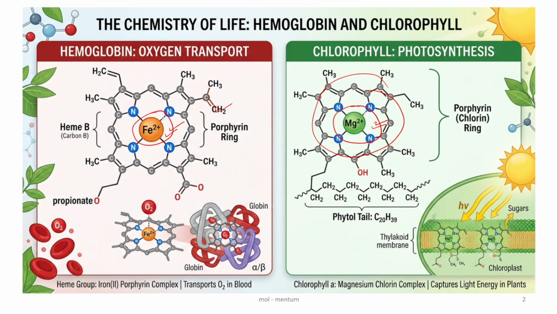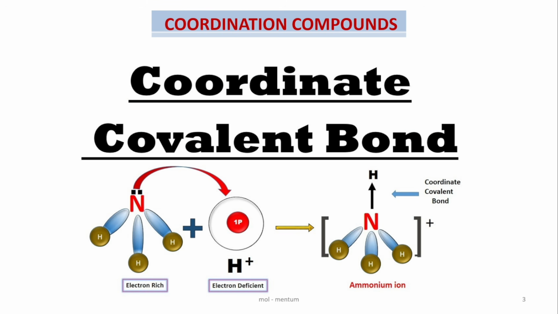So we are going to learn how these ligands attach to the central metal atom and create a molecule powerful enough to carry oxygen in our veins or capture solar light from the sun. So this is all about coordination chemistry of class 12th.